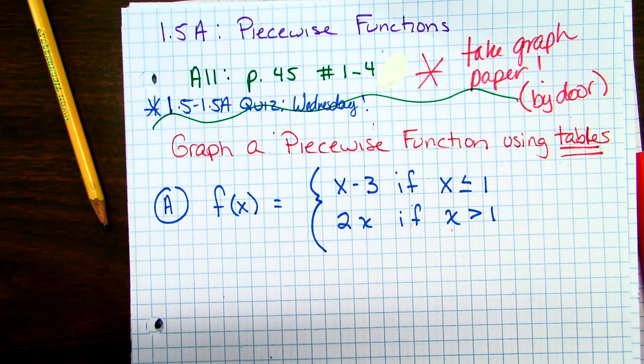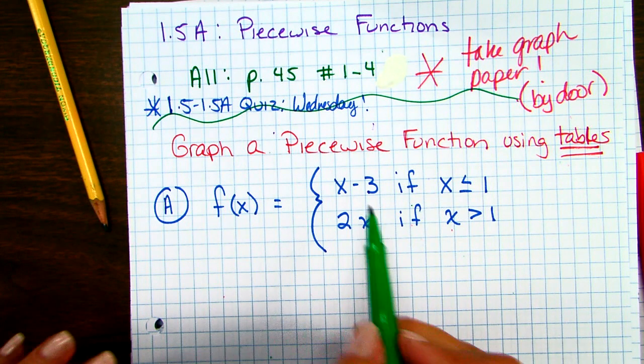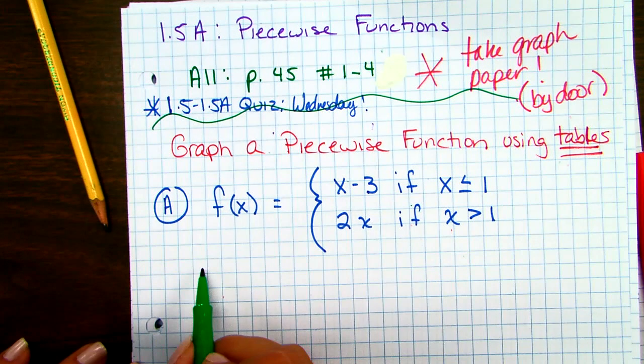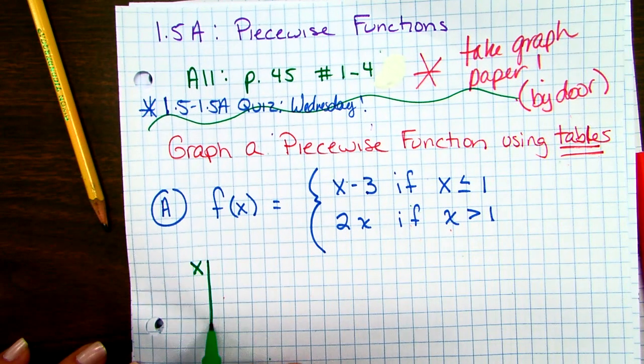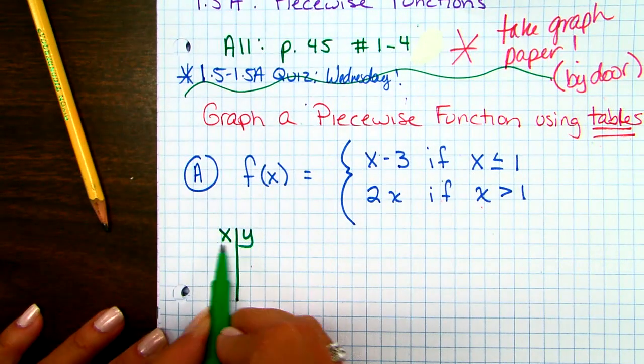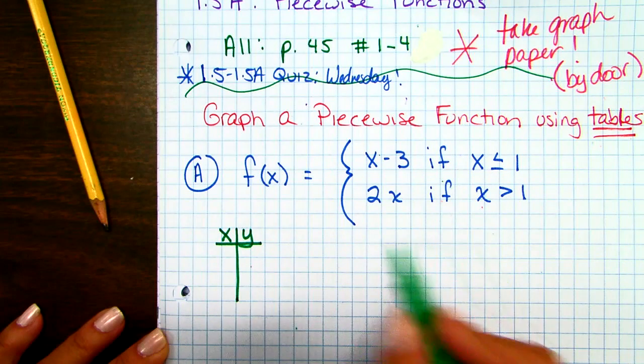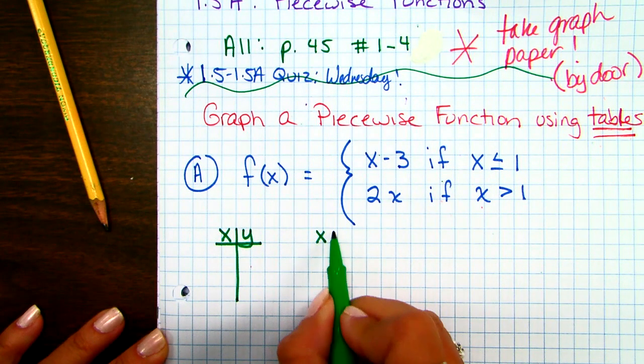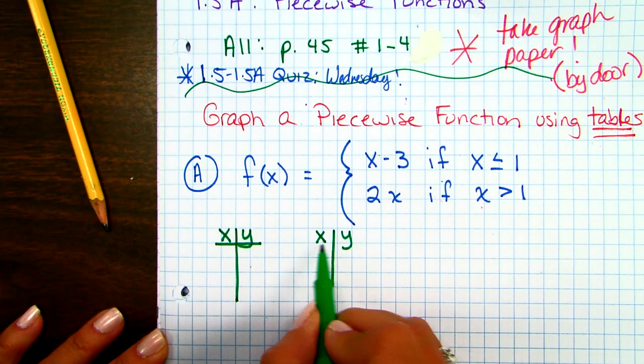So the way we do this is make tables. We're going to make a table for each of these. It's really, really simple. You don't even have to remember slope-intercept form. You just have to plug numbers in. Okay? So I'm going to make a table of values for each piece of the graph. Okay?